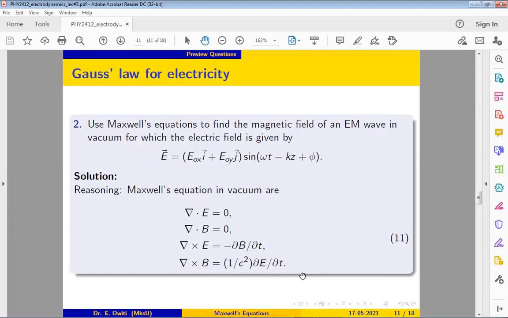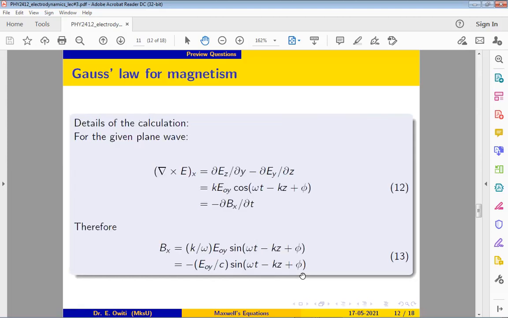So again, we need to inspect how to begin our solution. We have listed the 4 equations: the divergence of E, then the divergence of B, then the curl of E and the curl of B, and we have shown that. So use Maxwell's equations to find the magnetic field. We have been given an electric field, but we are being asked to get a magnetic field. So we can choose one of these equations to help us obtain B. All right, let's see what that is.